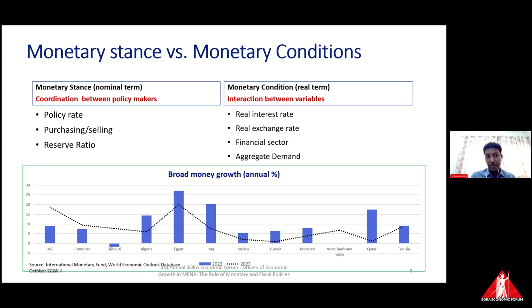But the spillover effect and the transmission mechanism of this announcement will be reflected in the market, and there we have interaction, and there should be interaction between variables, not coordination between variables. While in nominal terms, for monetary stance, we talk about the coordination between policymakers. Here is the difference between what we call interaction and what we call coordination. And of course, there are some variables waiting there in the money market. For example, we have domestic prices, and foreign prices as well. When these two variables meet together, we will have the real interest rate or real exchange rate, and the reflection would also be in the financial sector and aggregate demand.